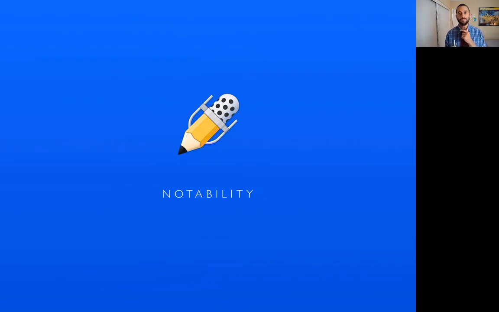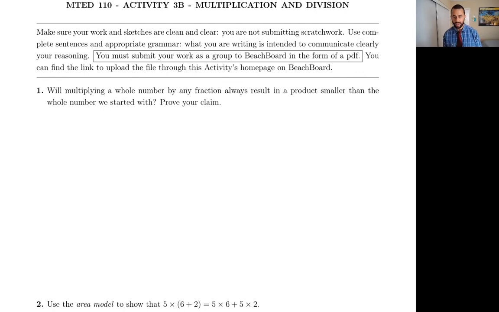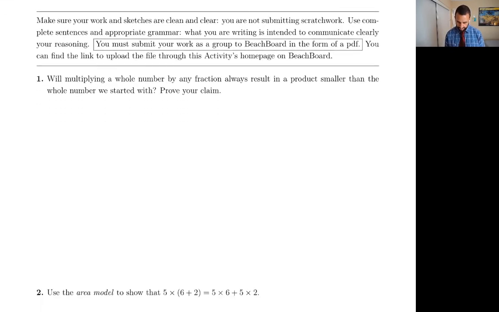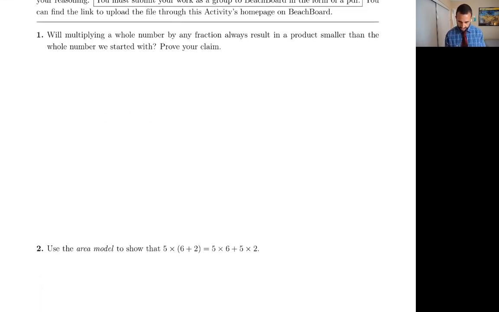3B. It's all about multiplication and division. There we go. Okay, multiplication and division. Usual instructions. The first is just a question about our number system. If you multiply a whole number by any fraction, will the result always be smaller? Prove your claim. If you think it's true, show that it must be true. If you think that it's false, give me some counterexample that shows that it's not true.